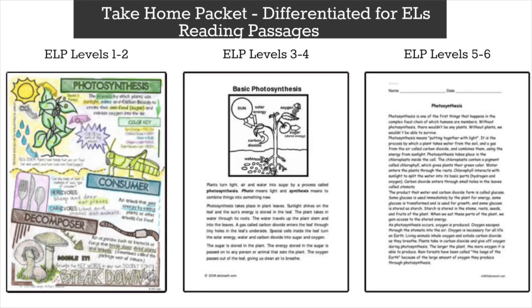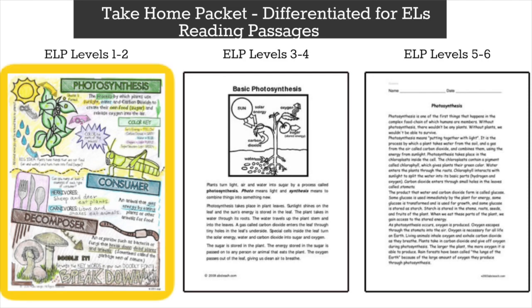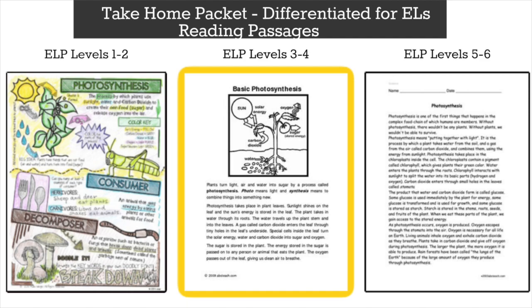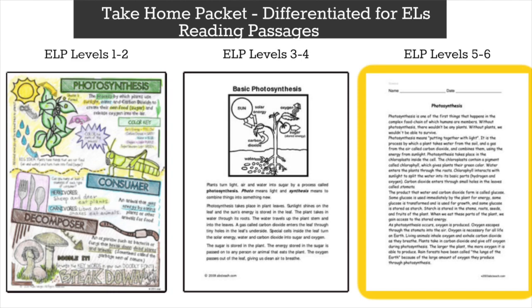Let's take a look at this assignment differentiated. So you'll notice that all 3 of these assignments are on the same topic. The first paper would be appropriate for an English learner at a level 1 or 2. The middle one is appropriate for an English learner at level 3, 4. And the last one is appropriate for an English learner at level 5 or 6.